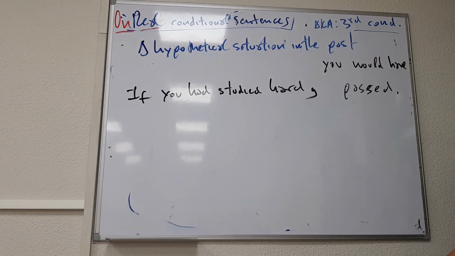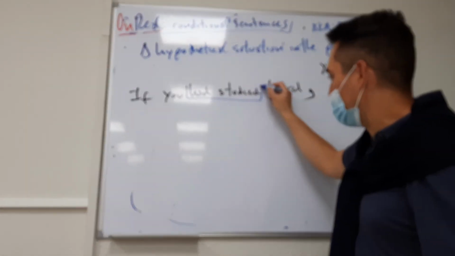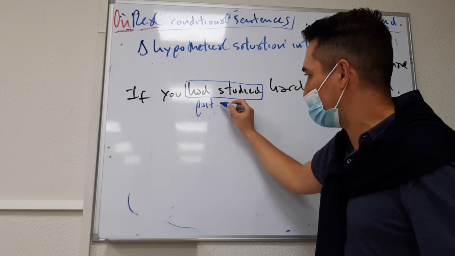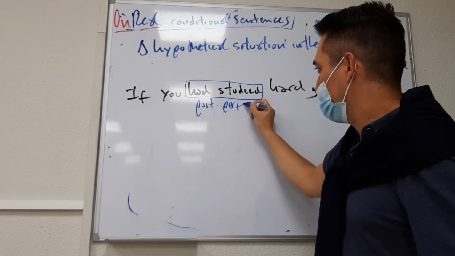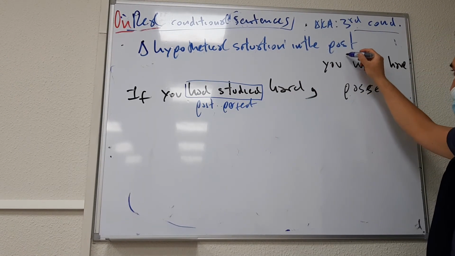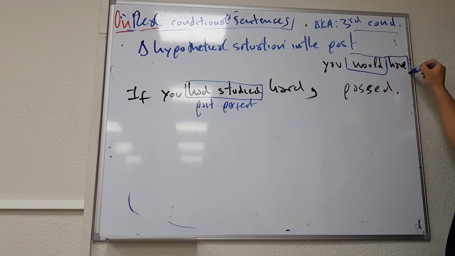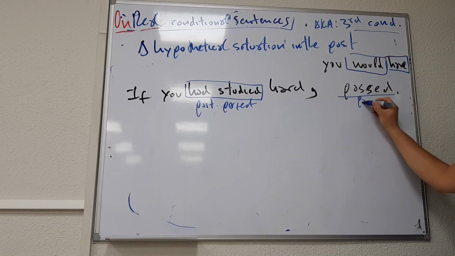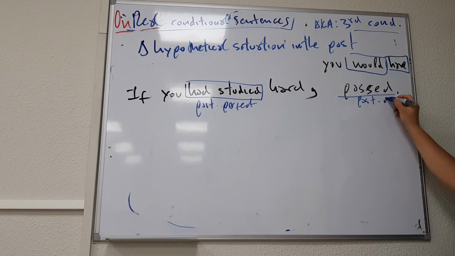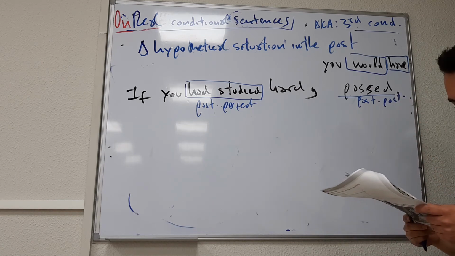A hypothetical situation in the past. What do we have here? Had started. This is past perfect. What is this? Would plus have plus past participle. Now, more possibilities.